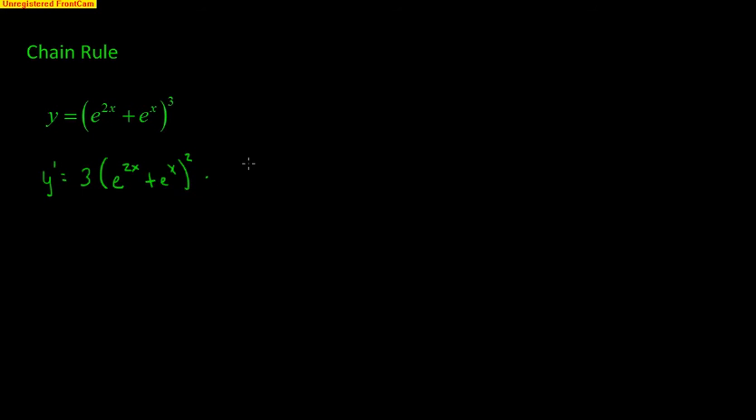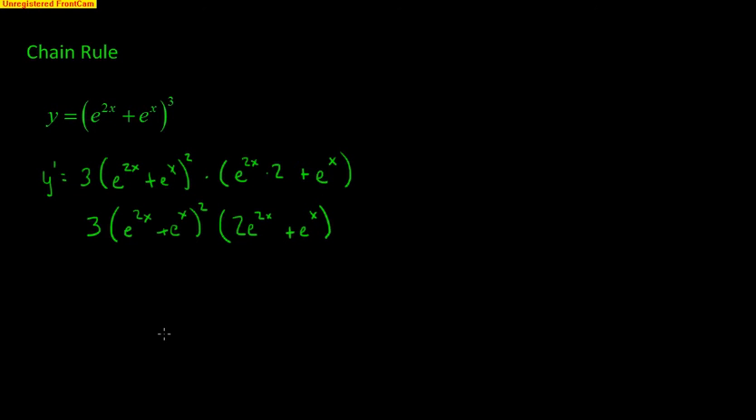So we have two things that are inside here. We're going to have e to the 2x. Well, that's e to the 2x times 2 for the derivative of the exponent, and then plus e to the x. Alright, so now cleaning this up, we've got a bunch of things going on. I'm just going to write it as 3 times (e to the 2x plus e to the x) squared times (2e to the 2x plus e to the x). I'm actually just going to leave it just like that. Okay, so there's a chain rule example.